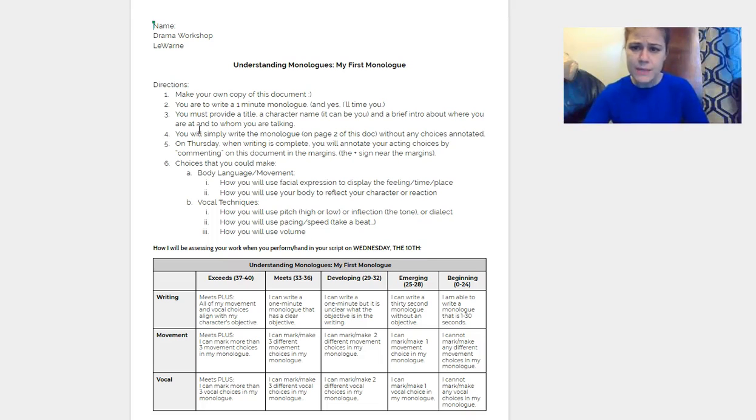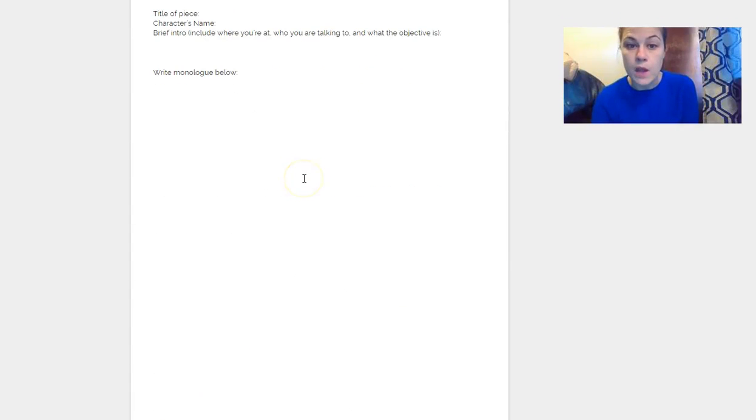So I'm just going to walk you through the directions of this piece, and then you can get started on writing. So, the directions: you will first make your own copy of this document. You probably already did that. You are going to essentially be writing a 1-minute monologue. Okay, a 1-minute monologue. And just so you can have a sneak peek, it will be on the second page of this document.